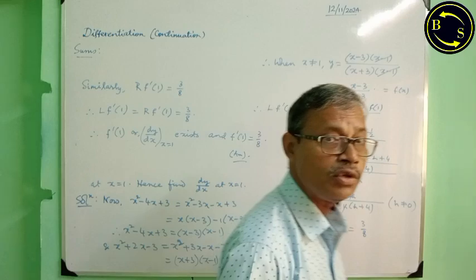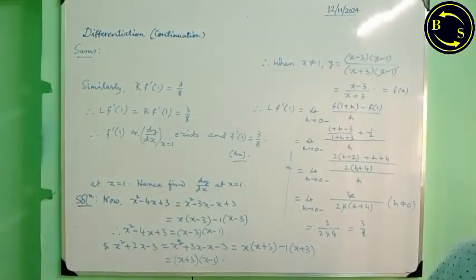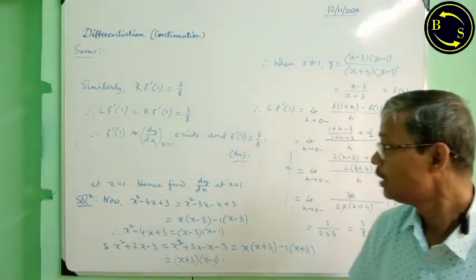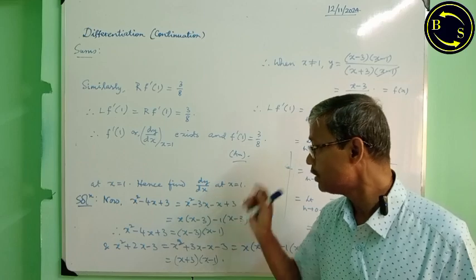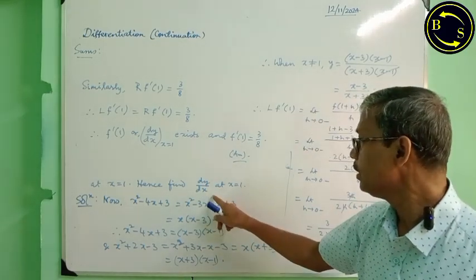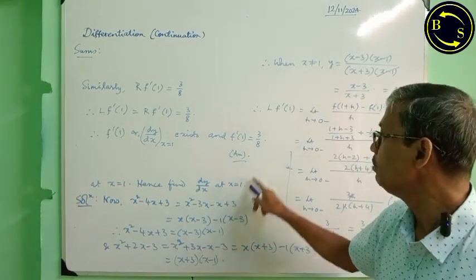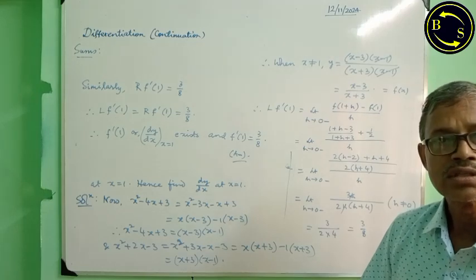Here we have used the definition of derivative at a certain point and calculated the given sum. The dy dx at x equal to 1 will be 3 by 8. Hence the sum is solved.